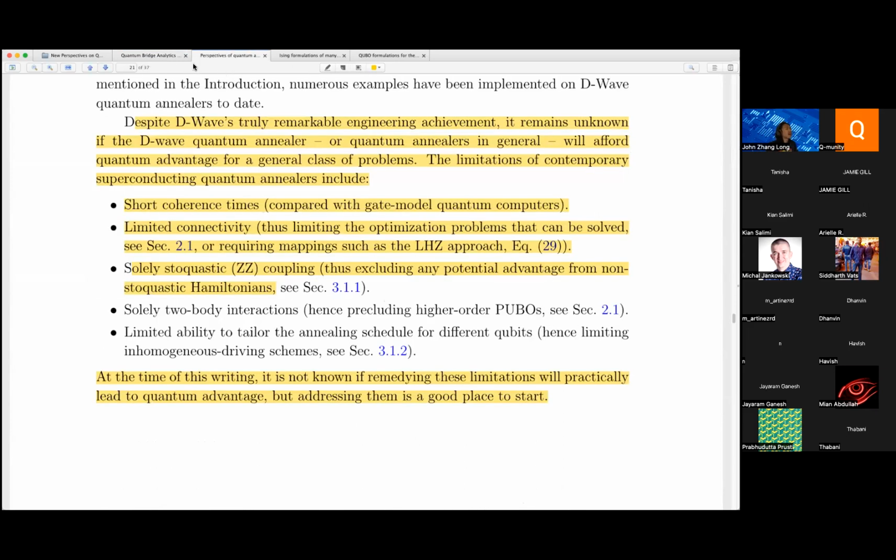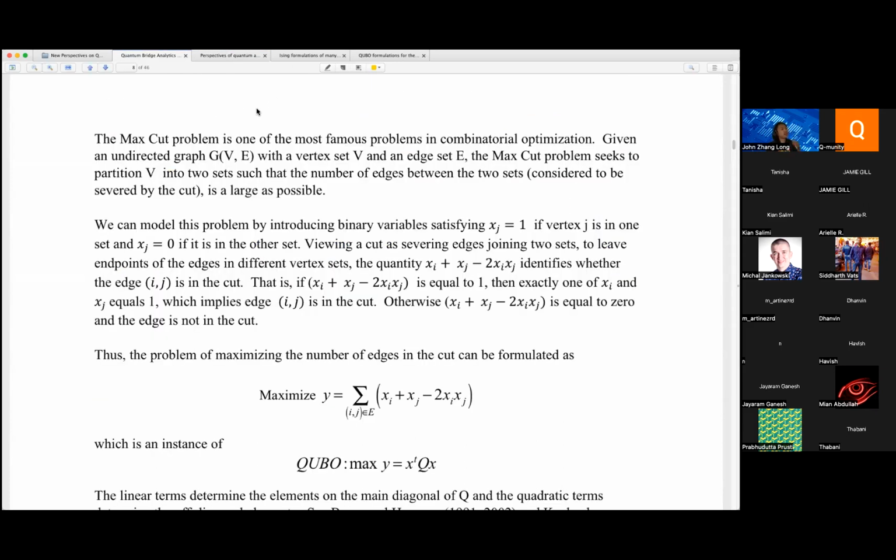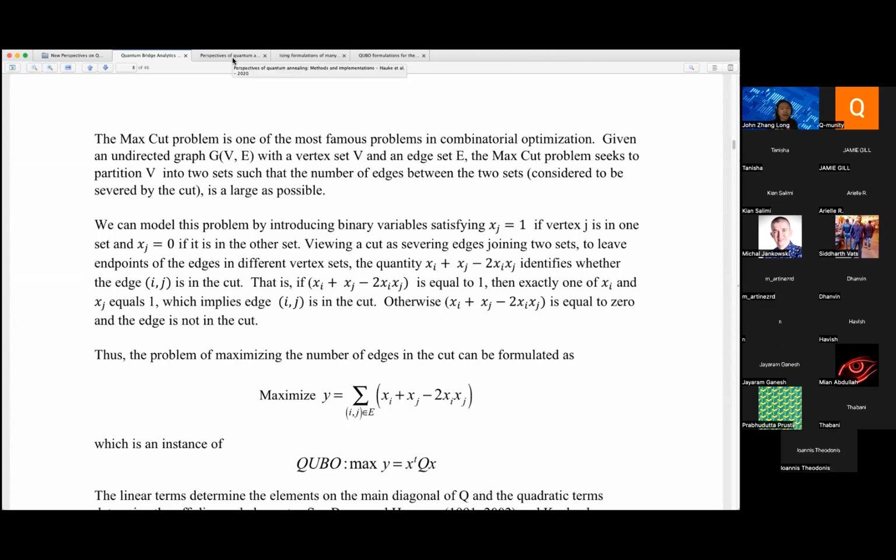I didn't pull up the paper, but there's a way to modify the Ising Hamiltonian. You saw the terms where they're just a bunch of sigma z's. If you introduce a sigma x and then a sigma z, so there's an x-z interaction, that's actually just enough to become a universal Hamiltonian. So that brings it up to the level of equivalence as the gate model.